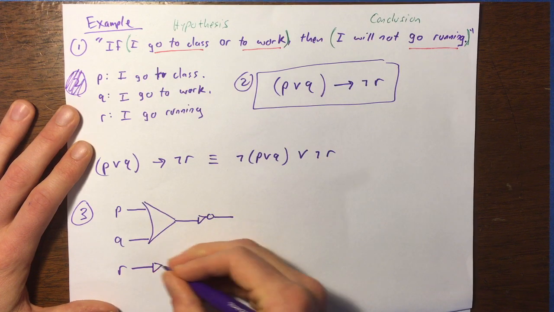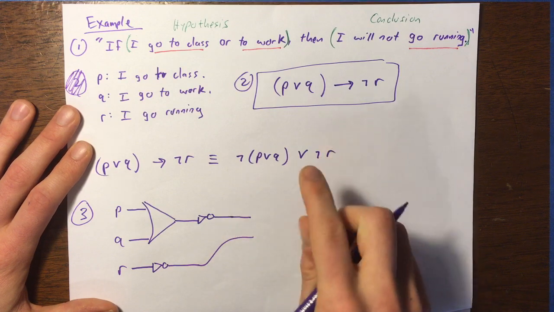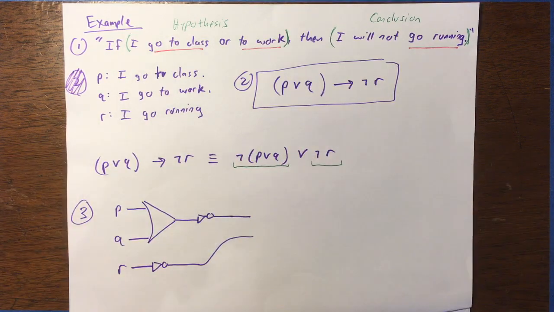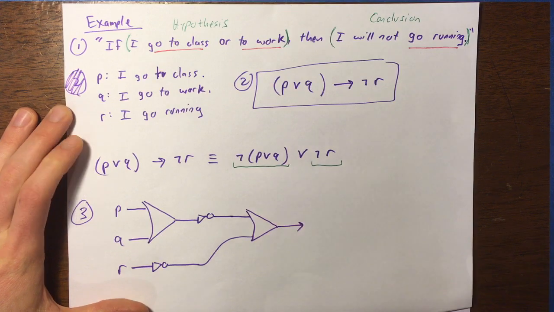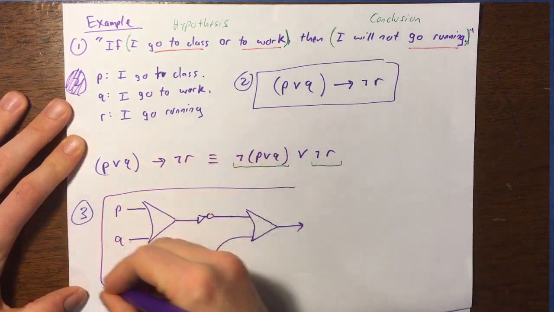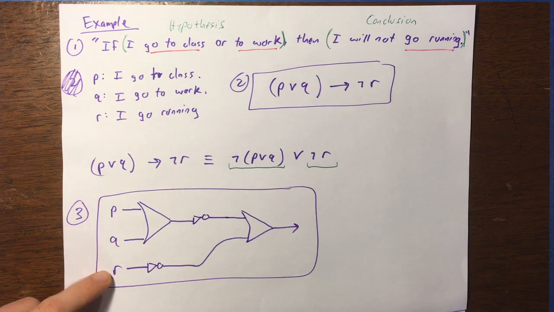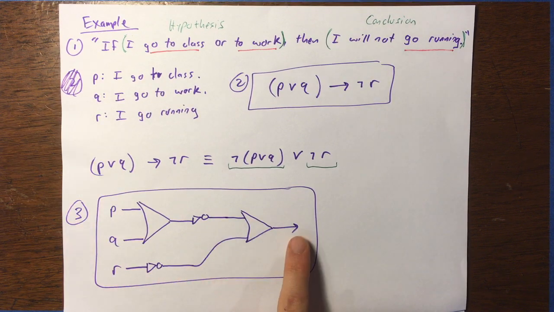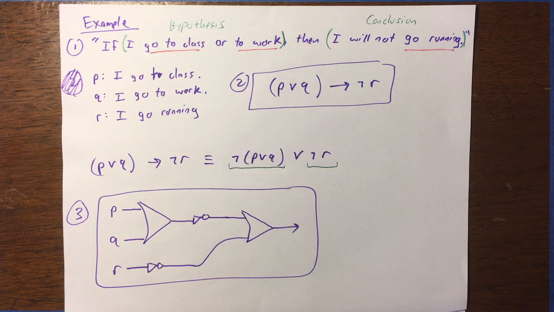So down here, I've got to send R through a negator, like that. Here we go. Now I've got these two wires, and these represent this entire chunk and this entire chunk. So I just need to combine them with an OR gate, like that. And there is my circuit diagram that is going to take the input truth values of P, Q, and R, and then compute the truth value of this statement: if I go to class or to work, then I will not go running. Okay, that's the whole process.